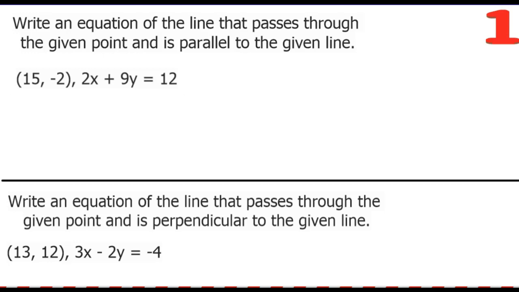Our first problem in this review is to write an equation of the line that passes through the given point and is parallel to the given line. So what we need to do first is look at our equation. We need to figure out if this is in slope-intercept form, and it is not, it's in standard form. So we need to move over the 2x by subtracting it.